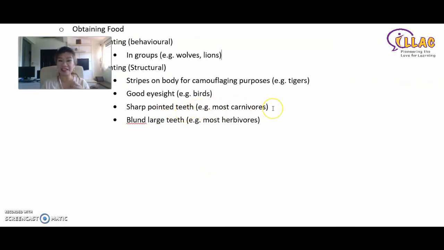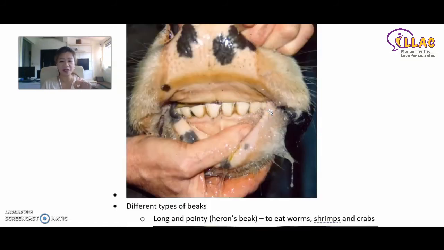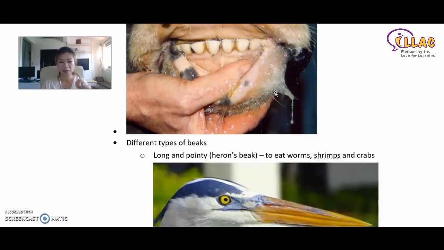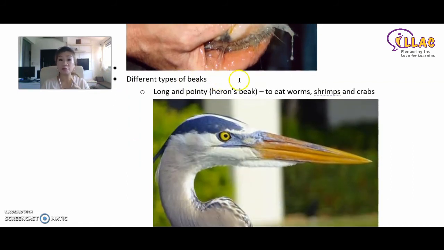Most carnivores have sharp-pointed teeth, but humans don't. Humans have blunt, large teeth, like herbivores. But we also have some sharp teeth inside, not very sharp though, not completely carnivorous. So this is an example of the blunt teeth that the cattle has. There are also different kinds of beaks for birds because they eat different things, a different kind of diet.